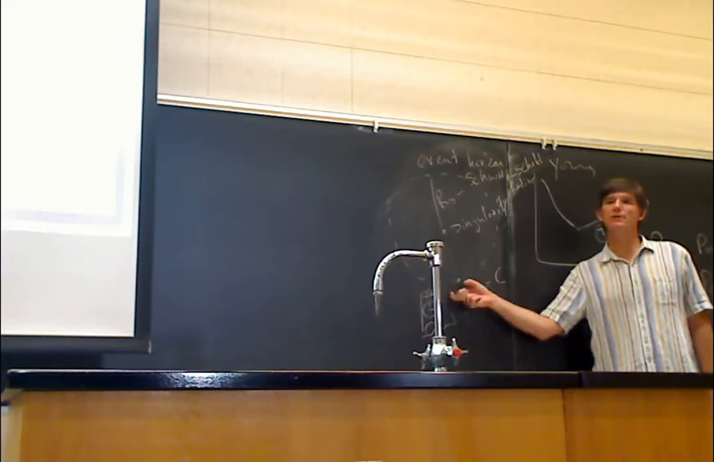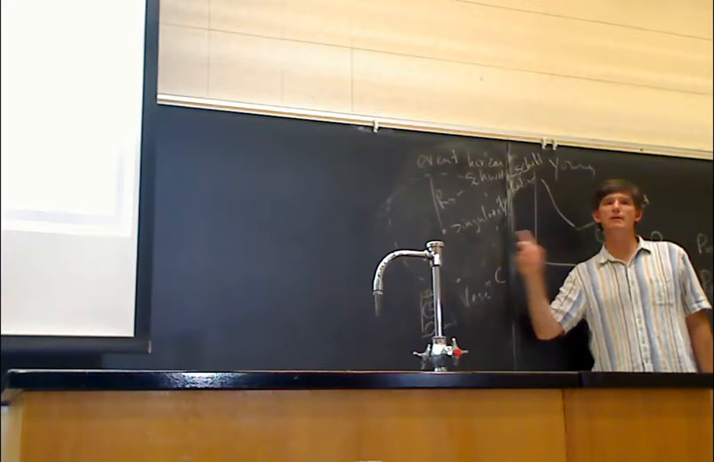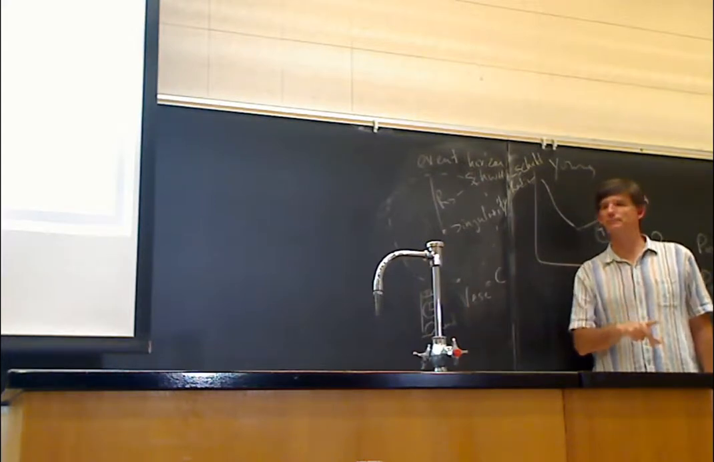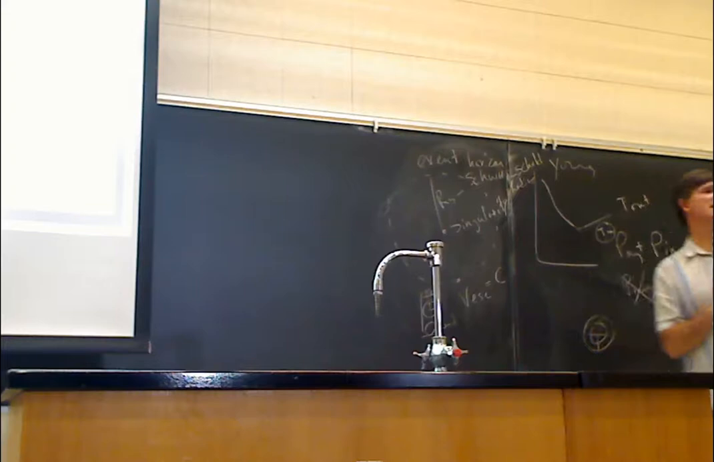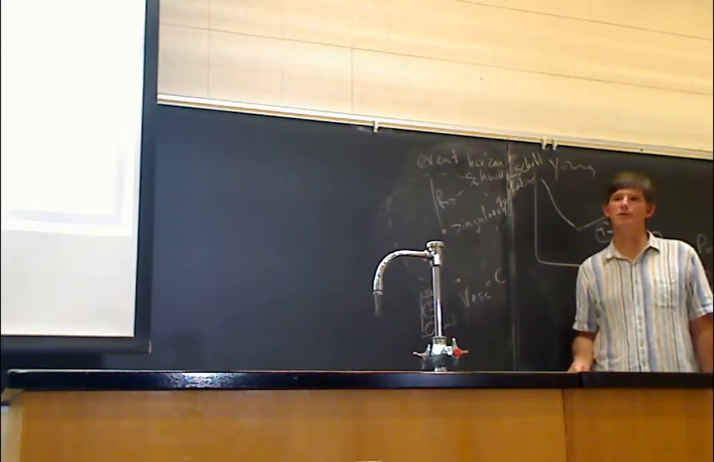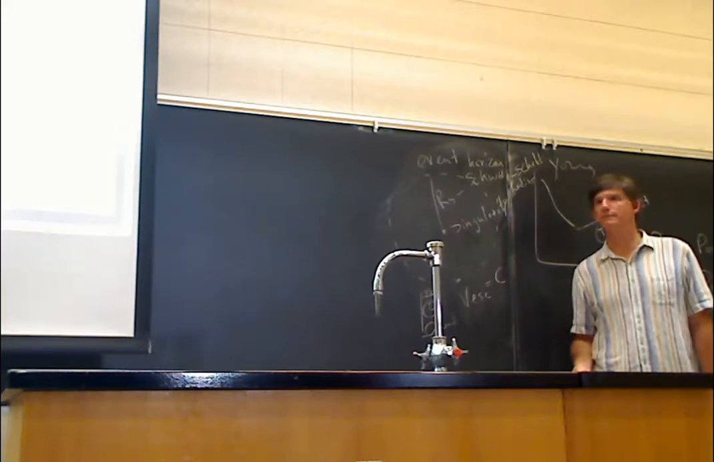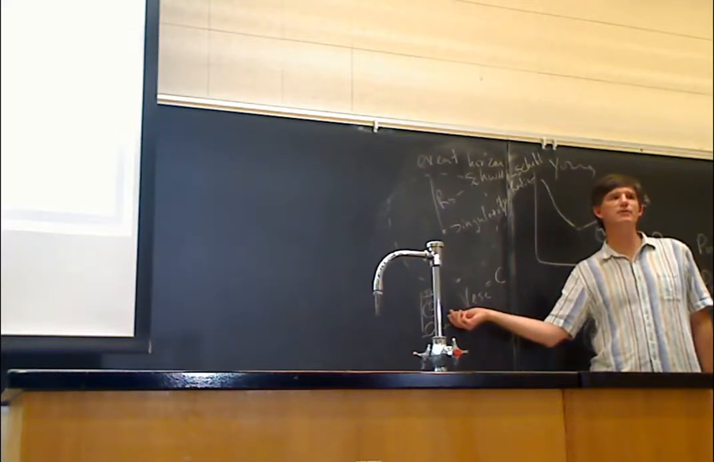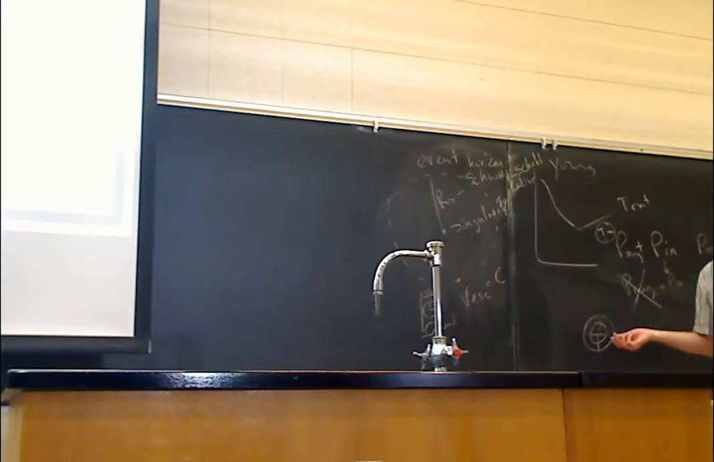Deeper in the gravitational field, stronger gravitational field, slower the clock will tick. So that's effect number one, time dilation. The second effect is called gravitational redshift. The color of the laser changes as we look at it.